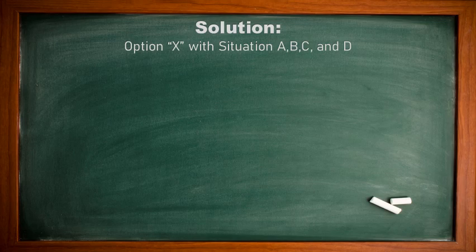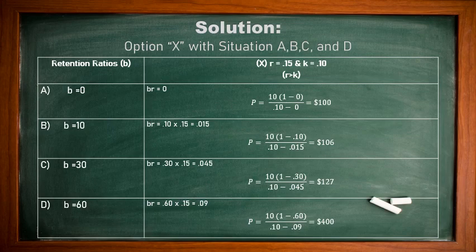Solution: X with situations A, B, C, and D. Retention ratios, as we discussed, A, B, C, D, four situations are there. Here we are going to calculate the retention ratio B. B is equal to 0 in situation A. B is equal to 10% in situation B. B is equal to 30% in situation C. B is equal to 60% in situation D.